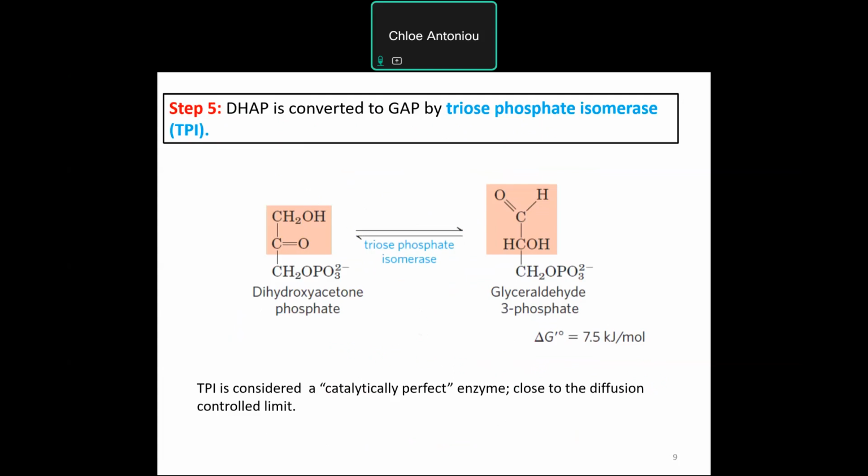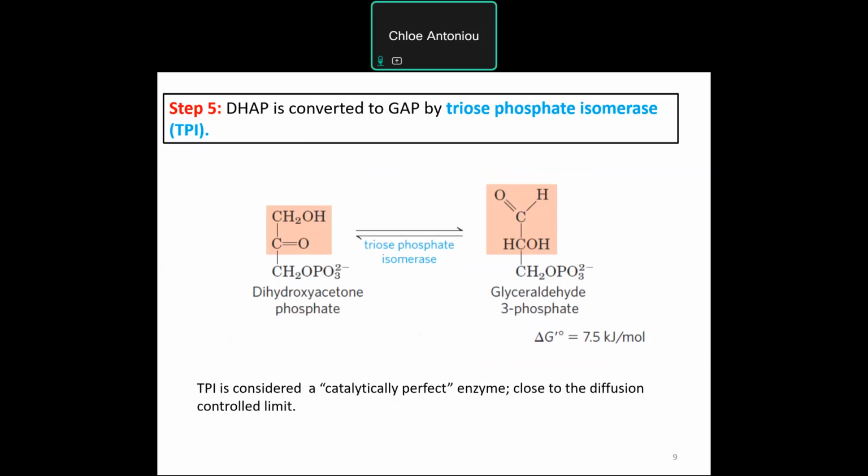And then the glyceraldehyde 3-phosphates continue on with glycolysis. Okay? So here we go. Dihydroxyacetone phosphate becomes glyceraldehyde 3-phosphate through this enzyme called triose phosphate isomerase. If this enzyme did not exist, you would only get one molecule of pyruvate for one molecule of glucose. You would have lost half the efficiency of glycolysis.